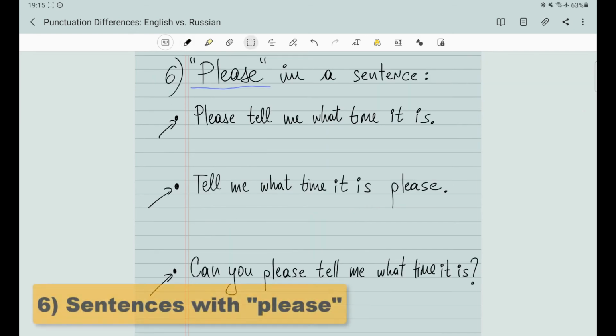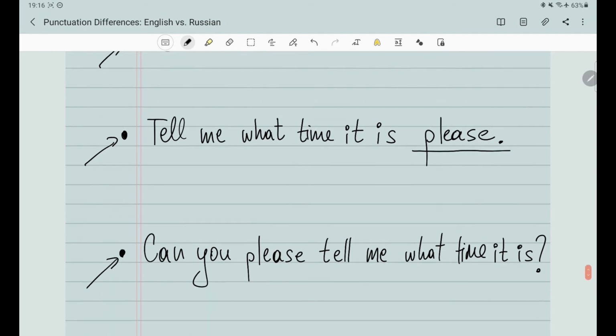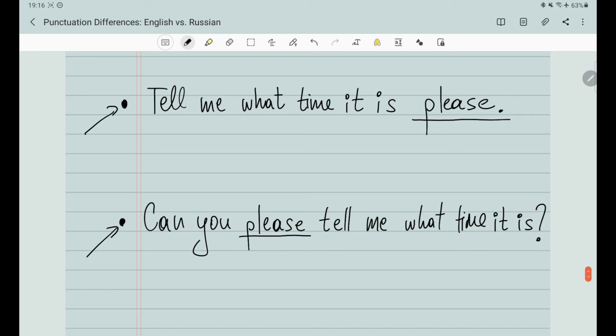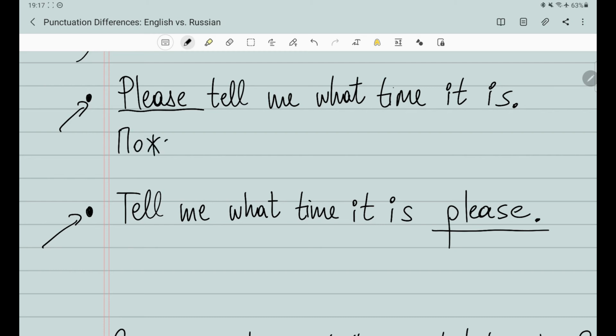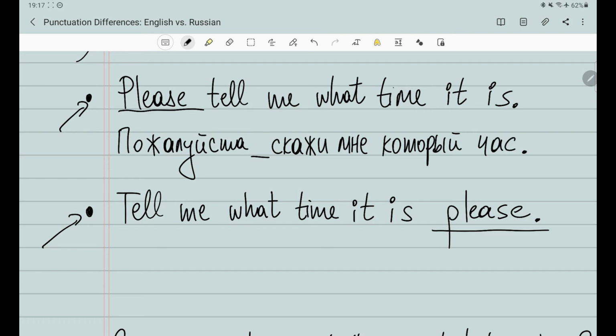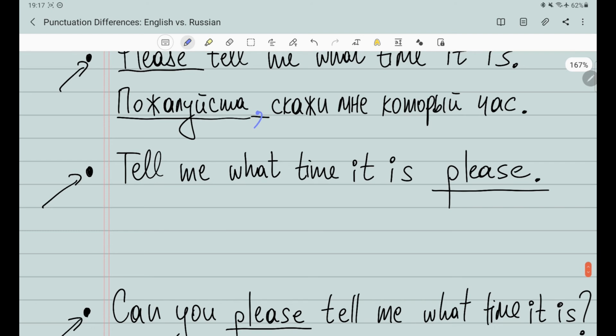This is the last example that I have for you, and it's whenever we use please in a sentence. The first one has please at the beginning of the sentence, the second one has please at the end, and the third one has it in the middle. So, please tell me what time it is. If that's what you're saying in Russian, you would say пожалуйста, скажи мне, который час. So like in previous cases, you would have to write a comma here.